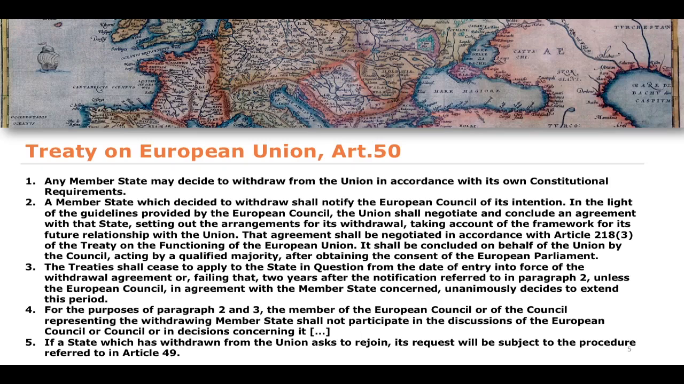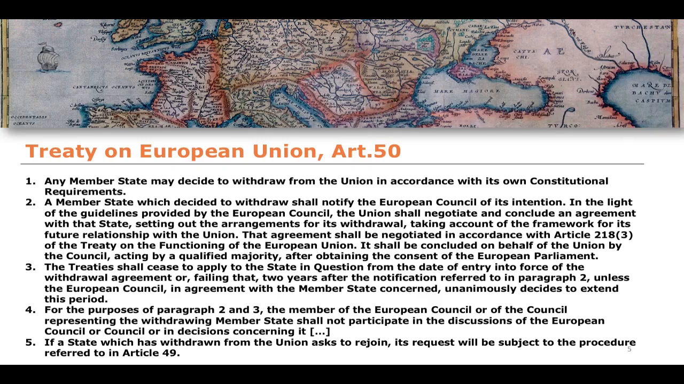So these last 3 provisions are quite interesting. Part 3 is very, very important. Because what Part 3 tells us is, assuming that you can have a negotiated agreement with the European Union as per Article 50 Part 2, then at that point, the treaties will no longer apply to that state in question. Failing that option, you have 2 years essentially to come up with an agreement, at which point the treaties will cease to apply regardless.